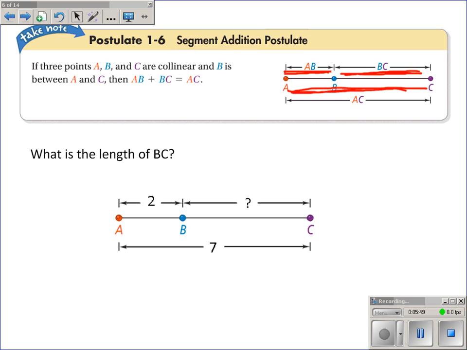Let's use it a couple of times to make sure we really got it. If the length of AB is 2, and the length of AC is 7, then what must be the length of BC? I think by seeing it, it's going to be 7 minus 2, which is 5, or because 2 plus 5 is 7, that must be the length of BC. If you add up the two parts, it's equal to the whole.